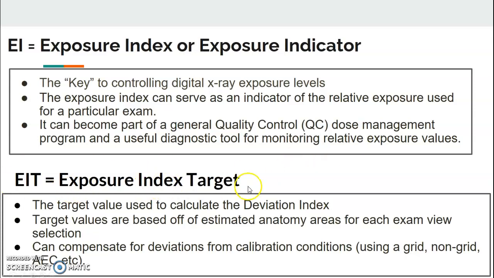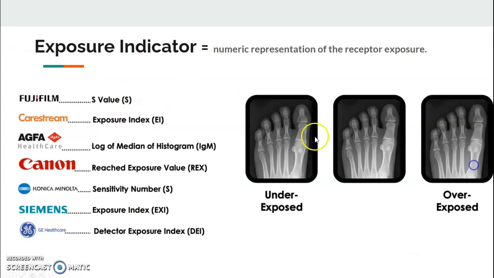EIT is the exposure index target. It's essentially the target that they want you to hit. It's the number that they think would be ideal for that exam. It's also used to calculate the deviation index. And the deviation is how far off you were with your technique, essentially.